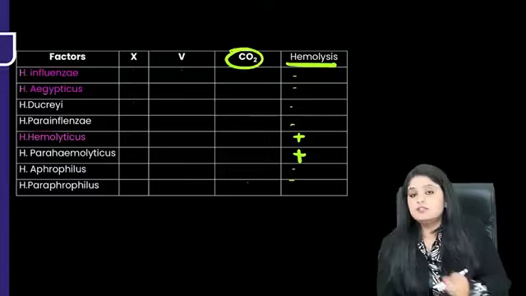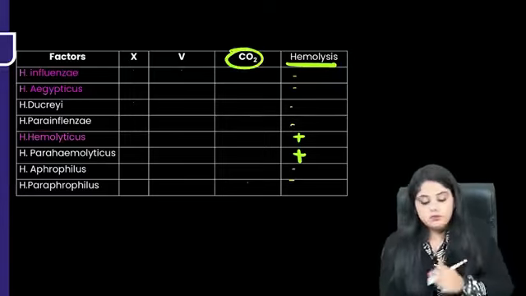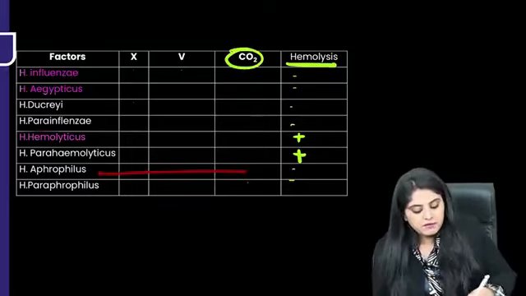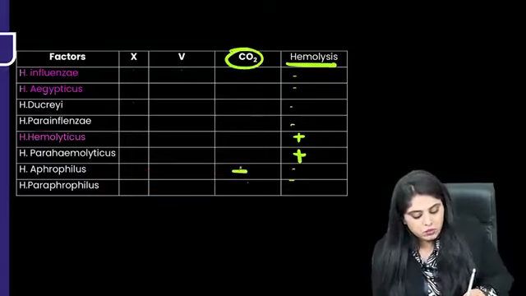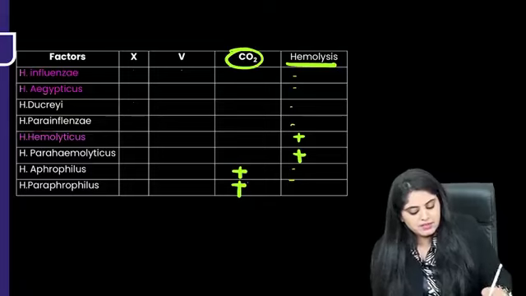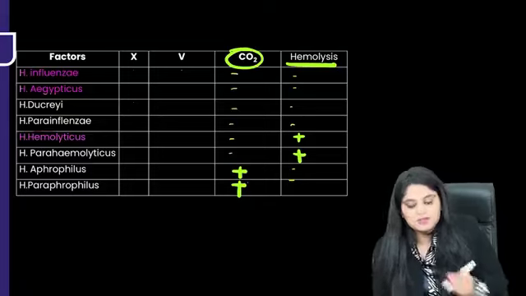Okay, which are the ones which need CO2? CO2 means afro, the word afro means CO2. So Aphrophilus and Paraphrophilus, these are the only two which need CO2. For all the rest, it's negative. Very simple, right?